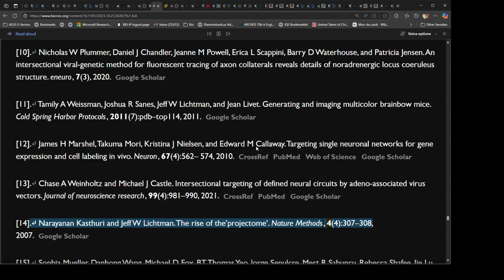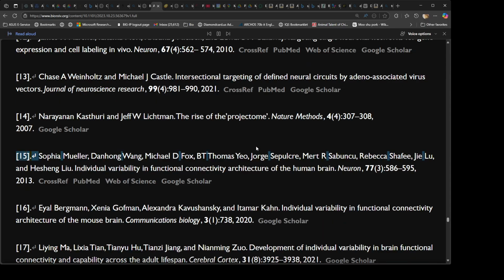Nature Methods, 4, 4307, 308, 2007. Crossref, PubMed, Web of Science, Google Scholar. 15. Sophia Mueller, Donhong Wang, Michael D. Fox, V.T. Thomas Yeo, Jorge Sepulcher, Mert Arsabanku, Rebecca Shafi, Jiel Liu, and Hexing Liu. Individual variability in functional connectivity architecture of the human brain. Neuron, 77, 3586, 595, 2013.